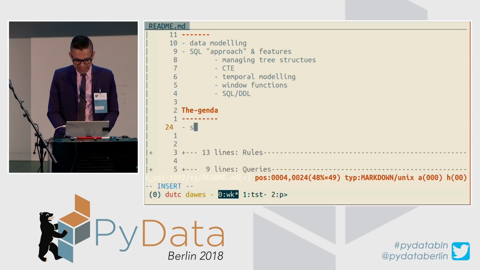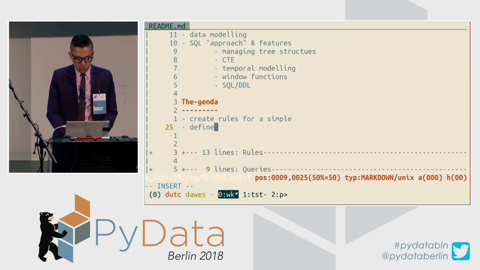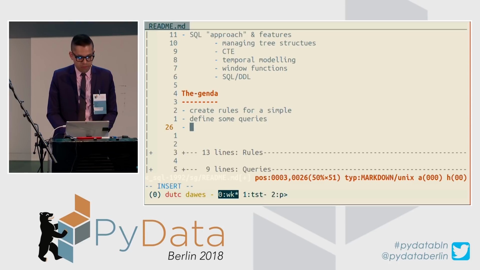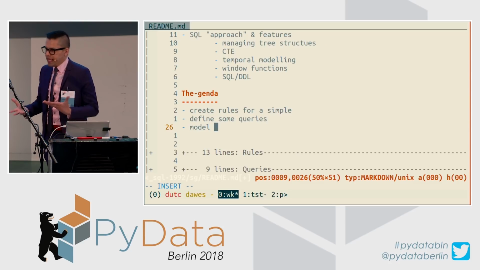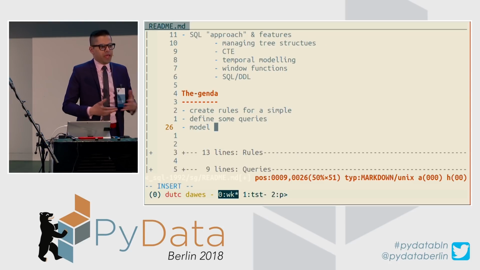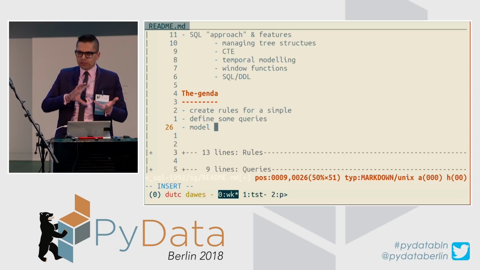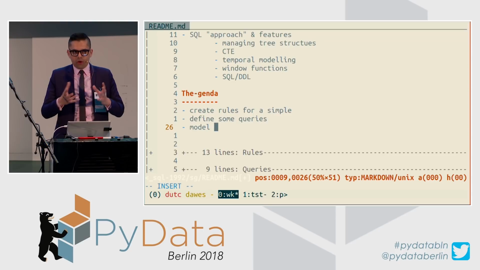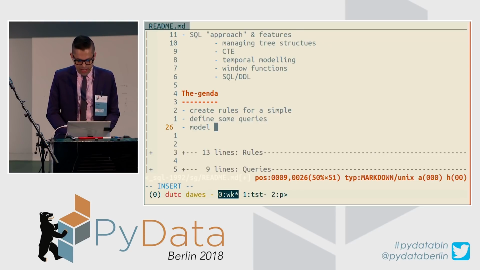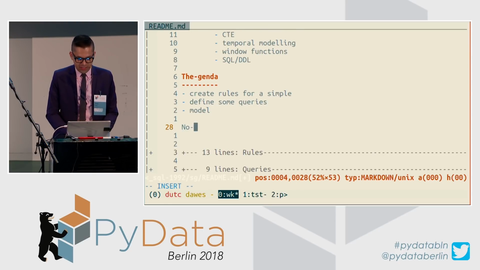What we're going to do is create some rules for a simple game. We're going to define some queries for that game, and we're going to try and model certain aspects of that game. We'll use a game rather than the typical example of payroll or some business problem. It's a little more interesting, and it allows us to do things that are a little more complicated without seeming too synthetic.